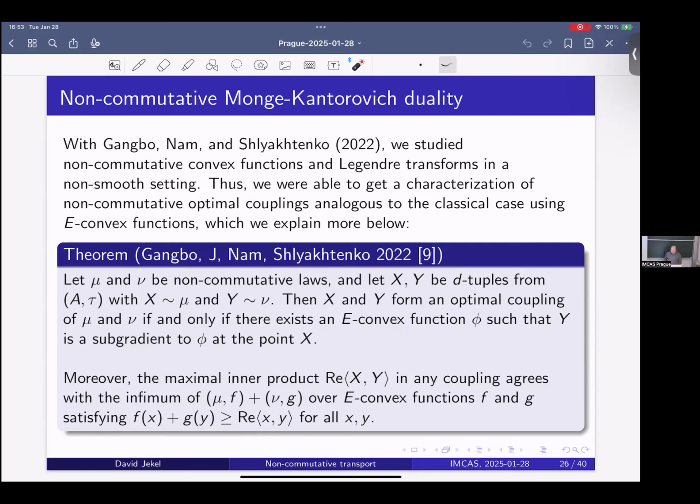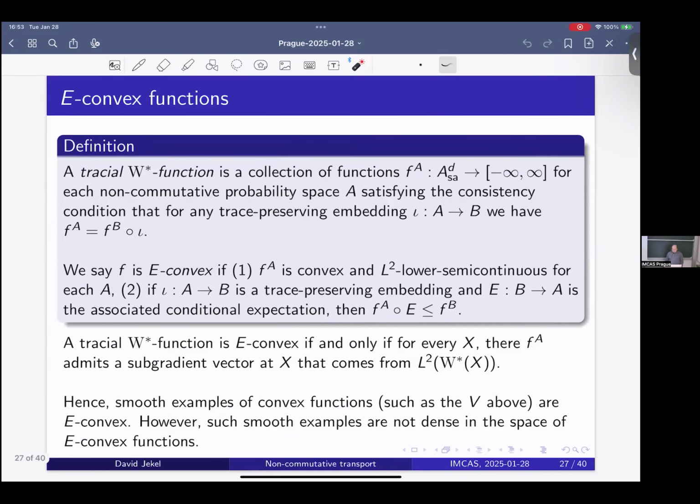And I guess the reason the maximal inner product is relevant is because if your x and y are fixed in distribution and you want to minimize the distance, that's the same as maximizing the inner product. So we have some kind of version of this. And for the sake of time, if you want to know the details of what the statement actually is, you can ask me later, right?